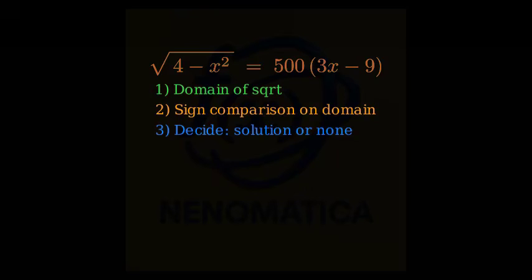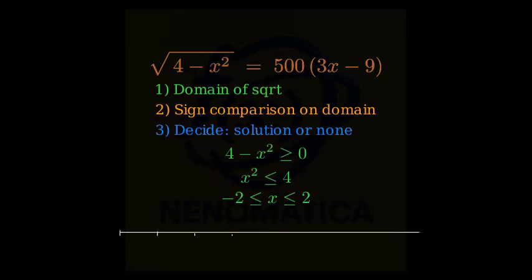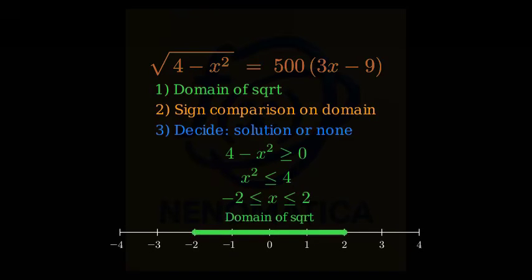Step 1. Domain. The expression under the square root must be greater than or equal to 0. So we write 4 minus x squared greater than or equal to 0. That means x squared is less than or equal to 4, which gives -2 less than or equal to x less than or equal to 2. Let's visualize this interval on a number line.